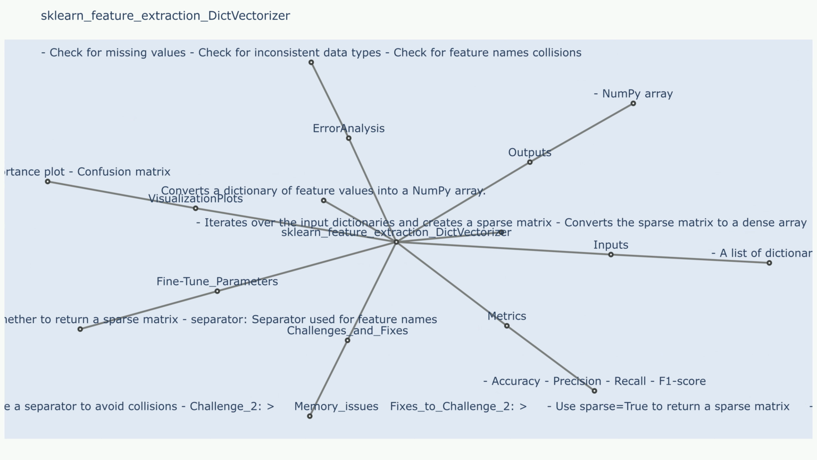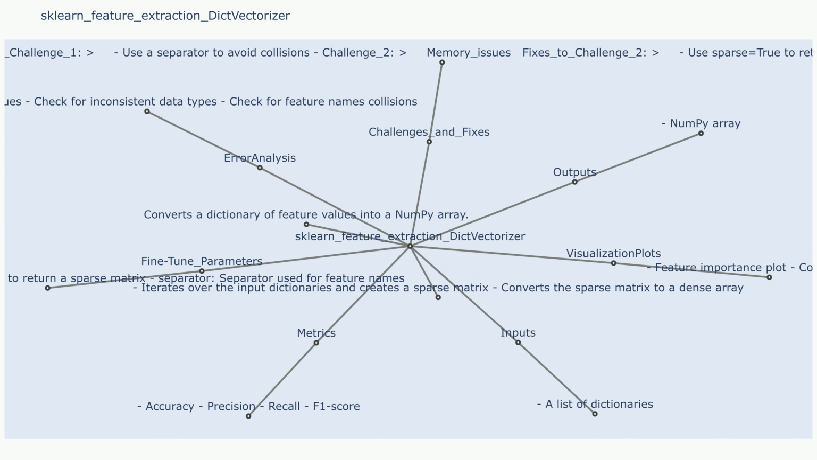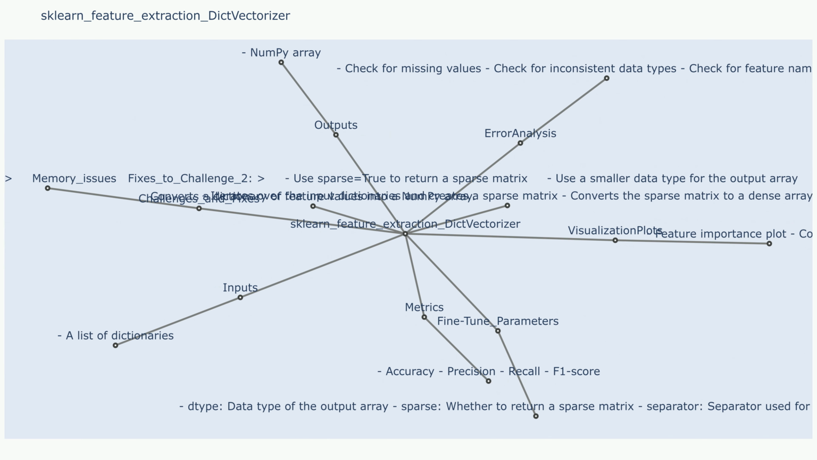Output 1. A sparse matrix, where each row represents a sample and each column represents a feature. The values in the matrix indicate the presence or absence of a feature for a given sample. Output 2. A list of feature names, corresponding to the columns of the sparse matrix.